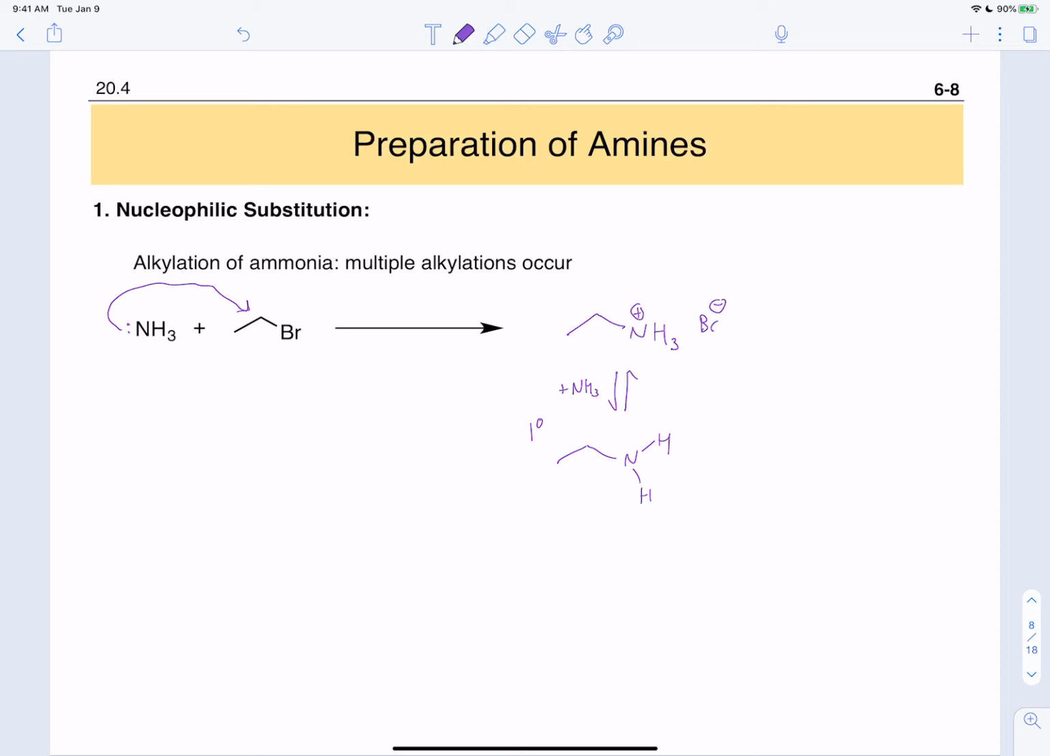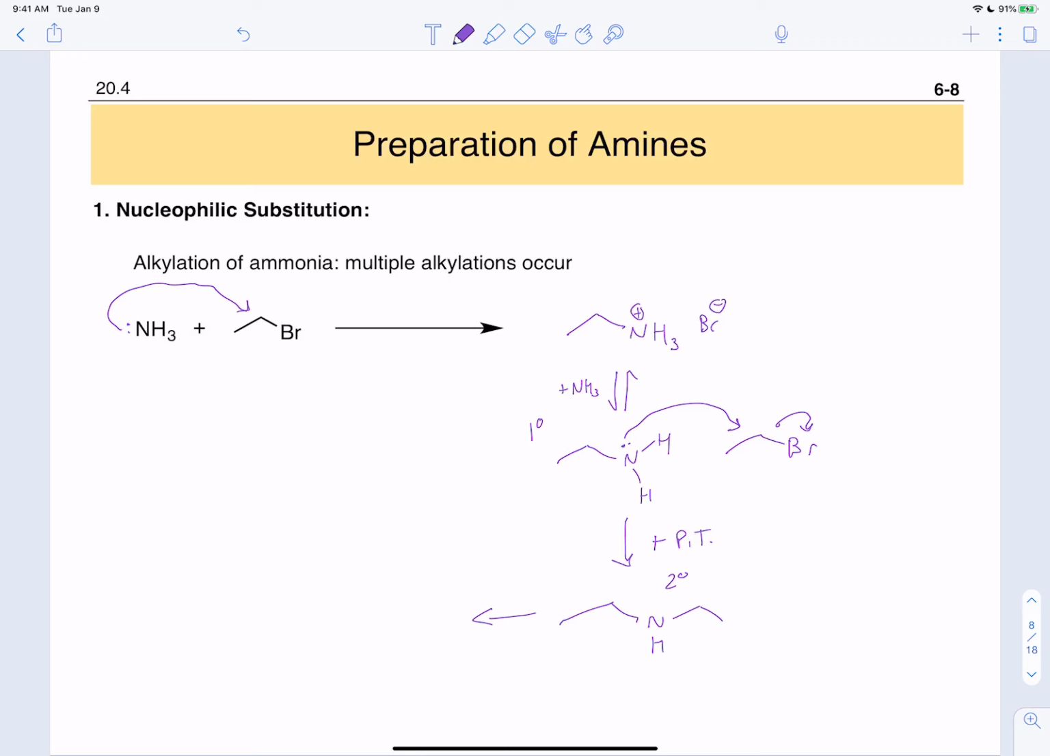And so the problem with trying to get ammonia to react with an alkyl bromide is that this amine here actually becomes a little bit more reactive. This ends up being a bit more nucleophilic than just ammonia on its own. We saw this reflected in the pKa trend as well. So that means that this alkylamine can also react with an alkyl bromide. And after proton transfer, we would end up making now a secondary amine.